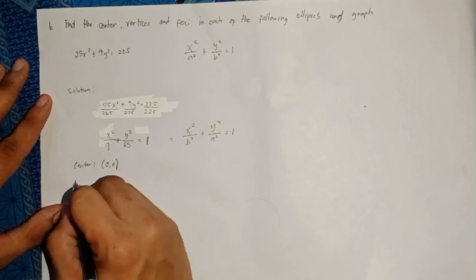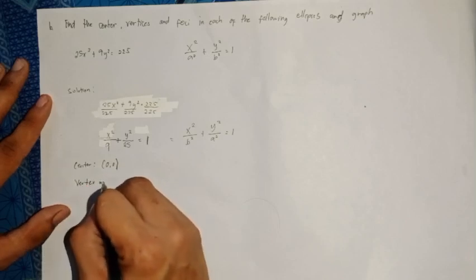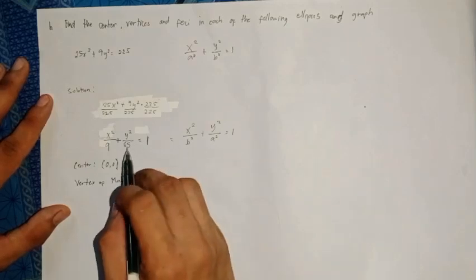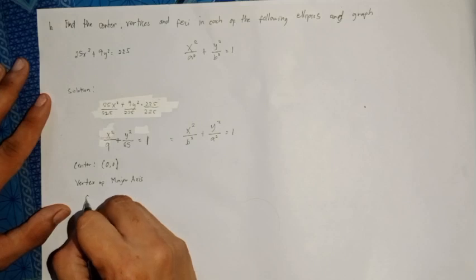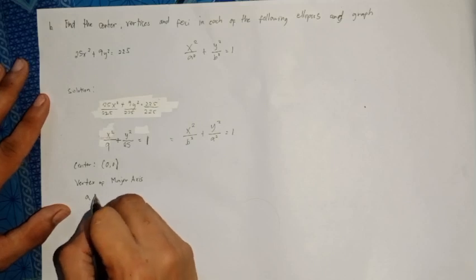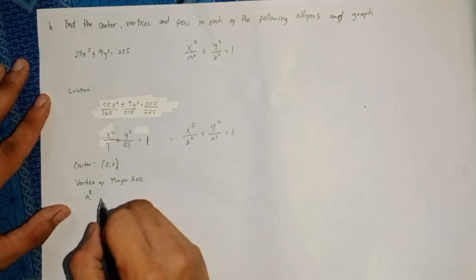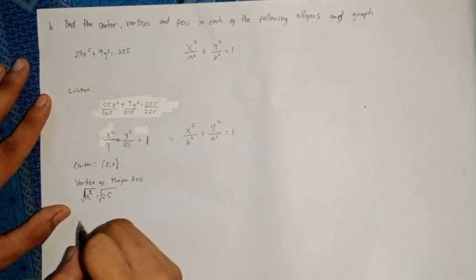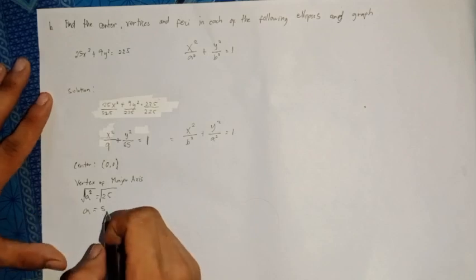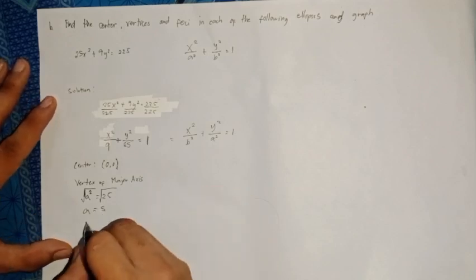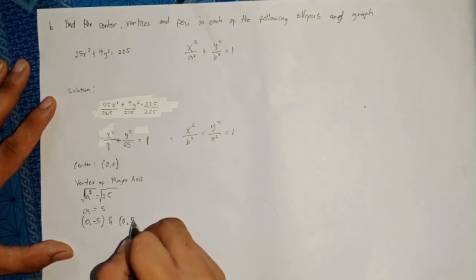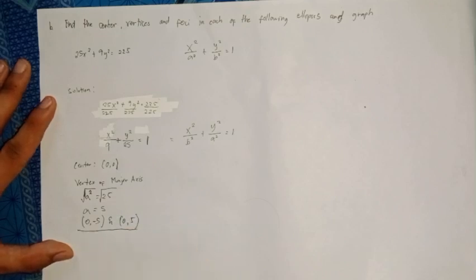Next, we can now find the vertices of the major axis. Since our major axis is on the y-axis and the major axis is denoted as a, to find a, a squared is equal to 25. To find a, take the square root. So a is equal to 5. Since it lies on the y-axis, our vertices are (0, -5) and (0, 5). These are the vertices of the major axis.